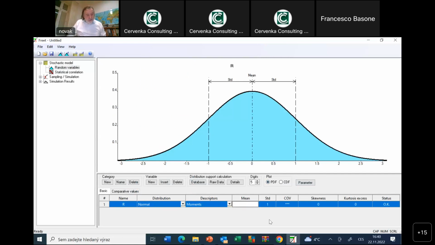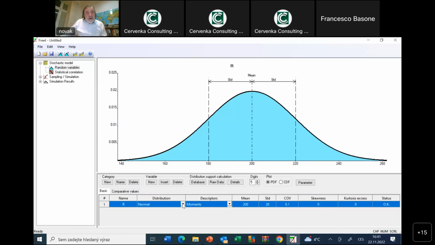I will put the mean here, 200, as we had, and the standard deviation, I guess, 20. 20 means the coefficient of variation, which is standard deviation divided by mean value, 20 divided by 200, is 0.1, 10%. And there are actually other statistics like skewness and kurtosis, which are used for other probability distributions.